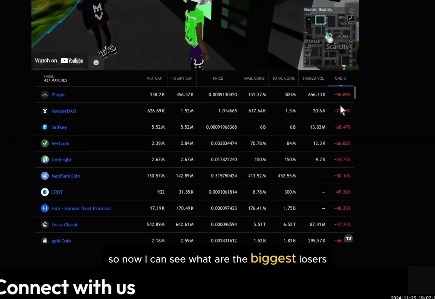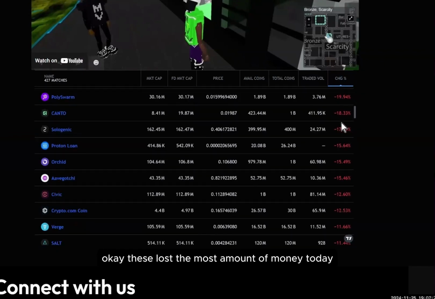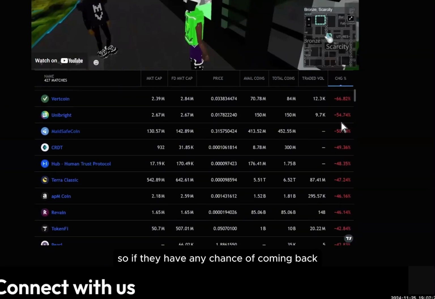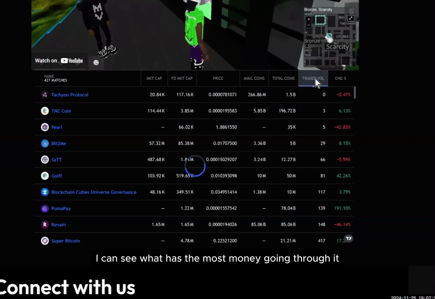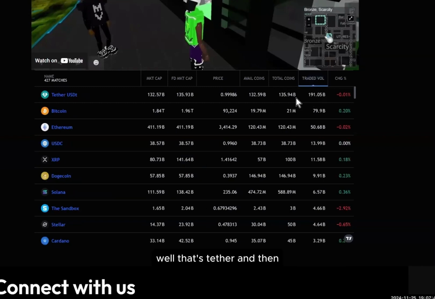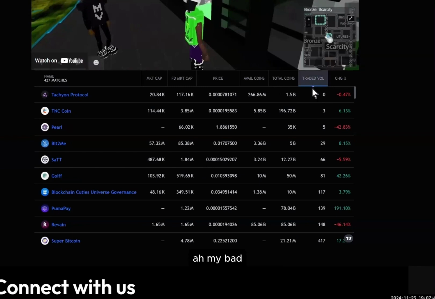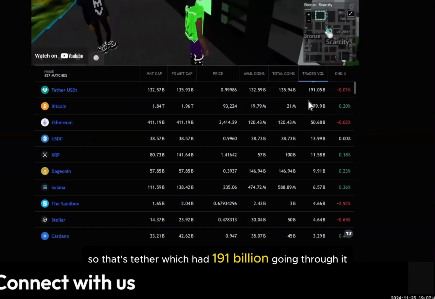So now I can see what the biggest losers are. These lost the most amount of money today. So if they have any chance of coming back, I'm in a good position to be in profit if I scoop up a certain amount of them and ride it back up to wherever it's going. If I want to look at traded volume for the day, I can see what has the most money going through it. That's Tether, which had 191 billion going through it, and then Bitcoin with 79 billion.